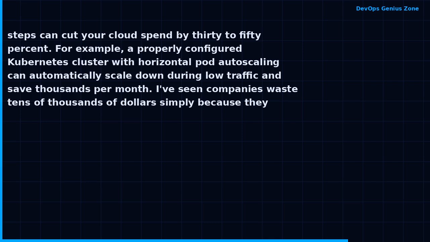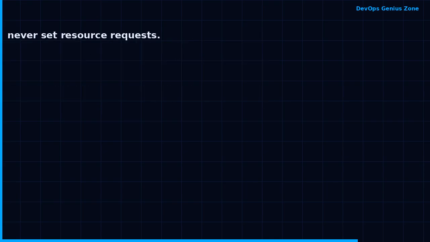For example, a properly configured Kubernetes cluster with horizontal pod autoscaling can automatically scale down during low traffic and save thousands per month. I've seen companies waste tens of thousands of dollars simply because they never set resource requests.